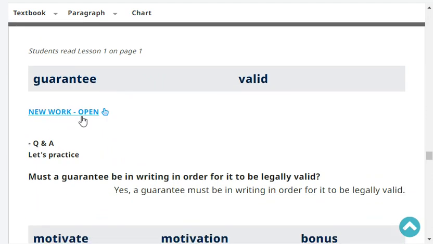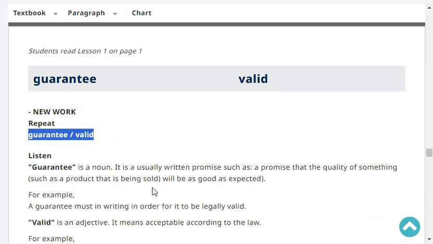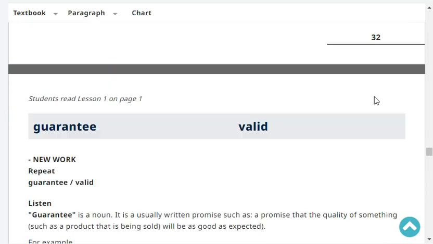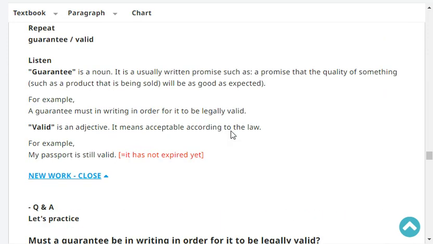Okay, next, repeat. Guarantee. Valid. Very good. Okay, listen. Guarantee is a noun. It is usually a written promise that the quality of something, such as a product that is being sold, will be as good as expected. For example, a guarantee must be in writing in order for it to be legally valid.